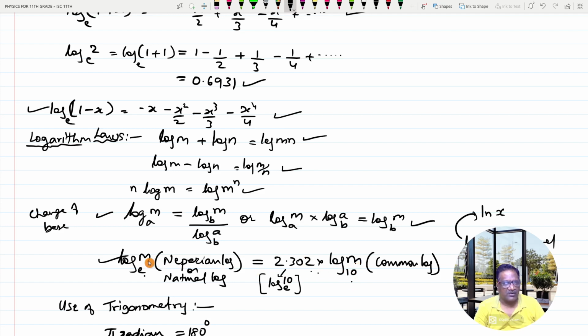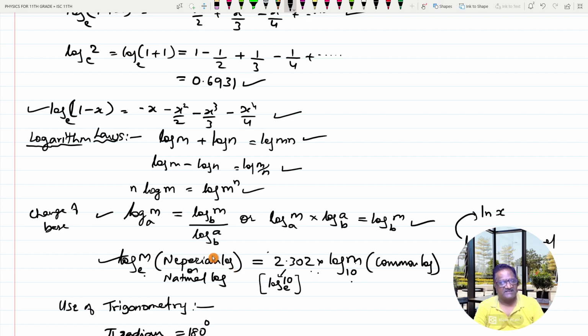Okay, so log of any variable to the base e is always bigger than log of that same number to the base 10. Okay, and how many times it is bigger? 2.302 times it is bigger. This 2.302 figure you are getting from log of 10 to the base e. Okay, log of 10 to the base e will always be equal to 2.302. So this much logarithm ka knowledge you must have.